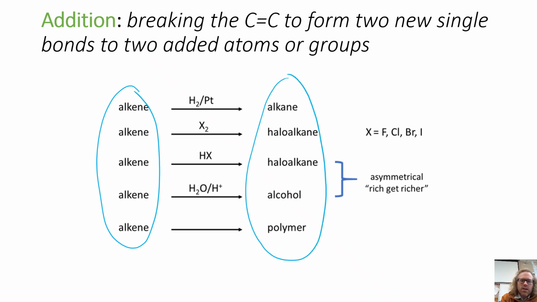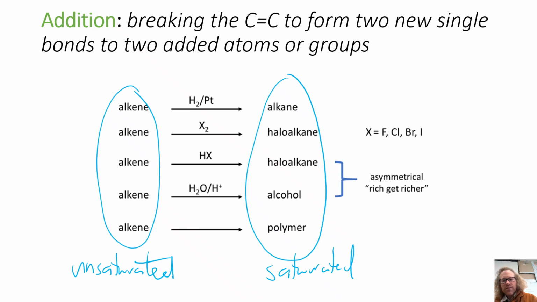And you're going from where you've got a double bond which can have things added to it, and we call these unsaturated, to things that are saturated. So it means it can't have anything added to it. And we'll look at these all individually.